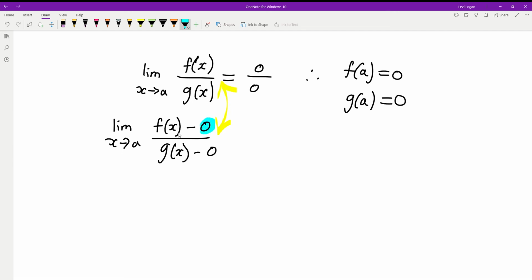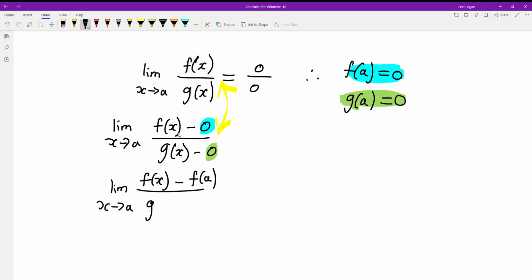What we're going to do is replace this with that, because it is 0 at that point there, and replace this with that, okay? So we get the limit as x goes to a of f of x minus f of a over g of x minus g of a, okay? Because that's how we've defined it.